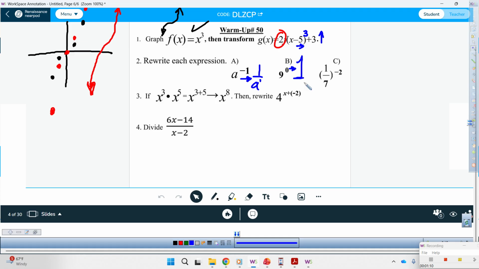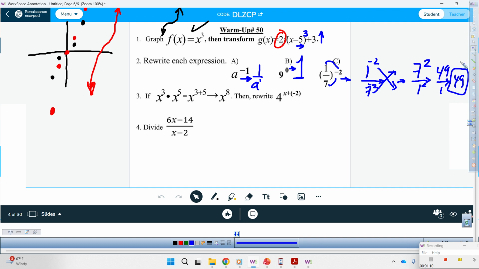What'd you get for 1B, German? 1, that is correct. How about 1C, Carlos? And then we distribute the -2, so it's 1 to the -2, 7 to the -2. But we can't have negative exponents, so we send that one down, that one up, so we end up with 7 squared over 1 squared, which is 49 over 1, or just 49.